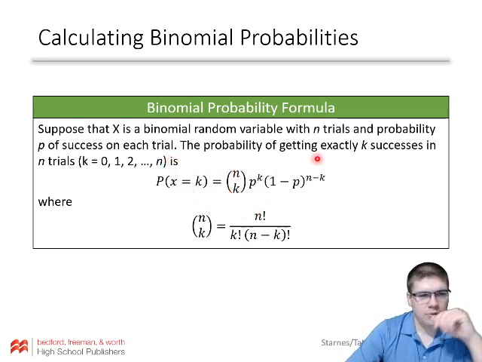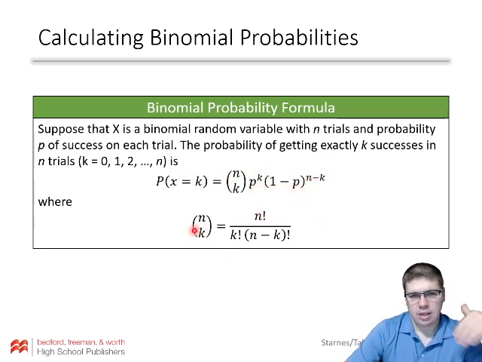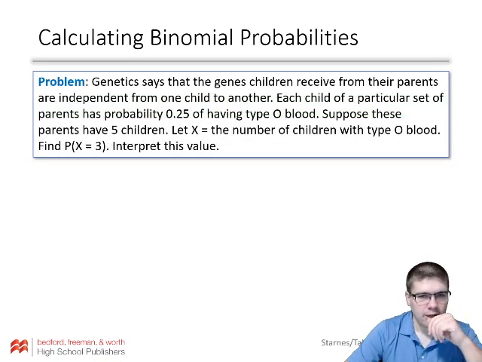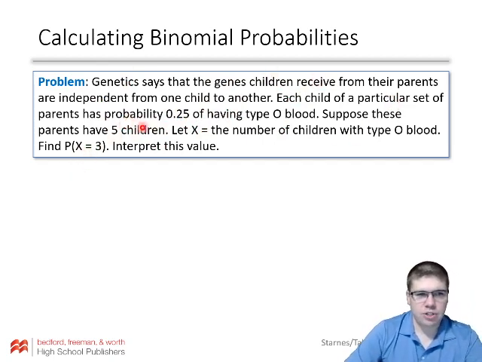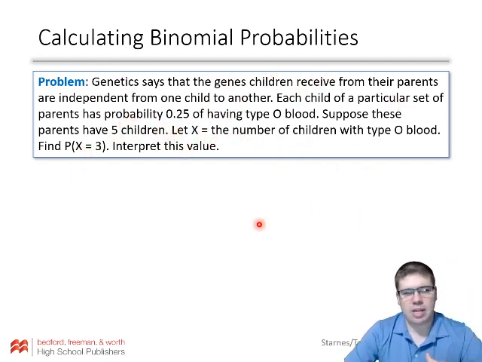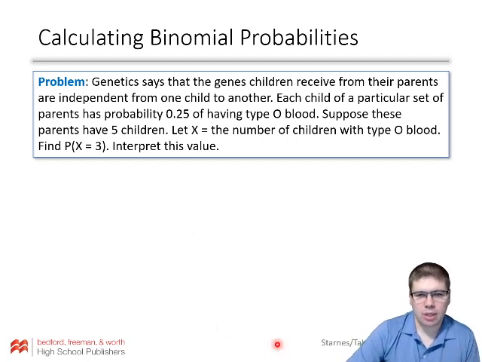So this is the number of ways to get exactly k successes out of n tries, the probability of success to the number of successes, probability of failure to the number of failures, and that's the way this works out. So doing one of those calculations: genetics say that, this is the same thing. We have a 25% chance that they're going to get type O blood. We have 5 children. Let X be the number of children with type O blood, and find the probability that X equals 3. What is the probability that we get exactly 3 out of 5 children with type O blood?